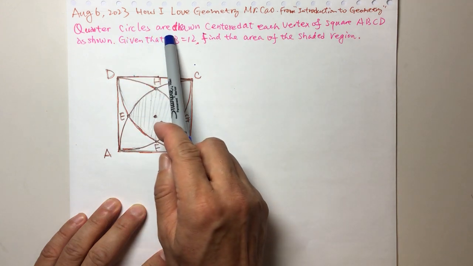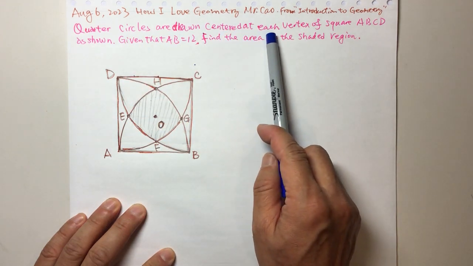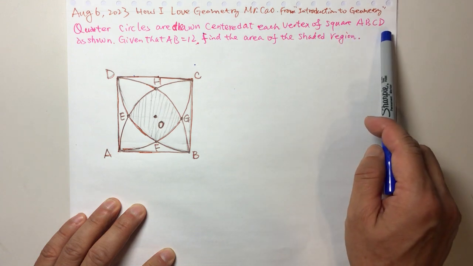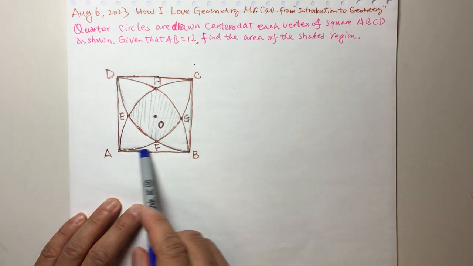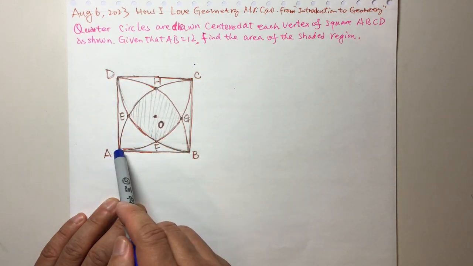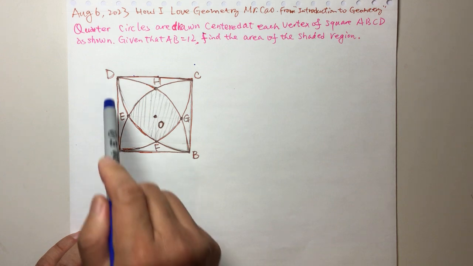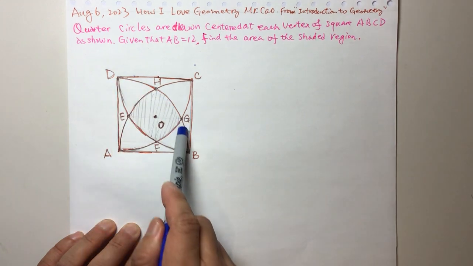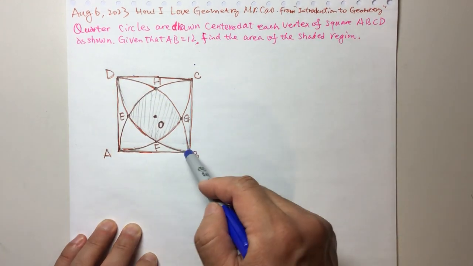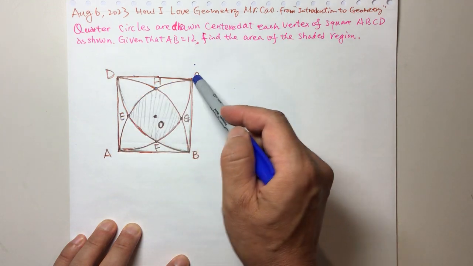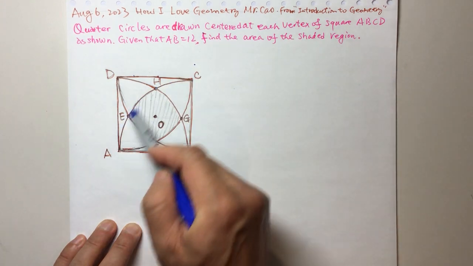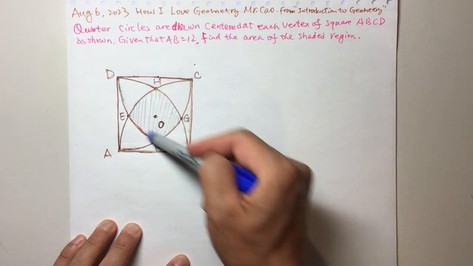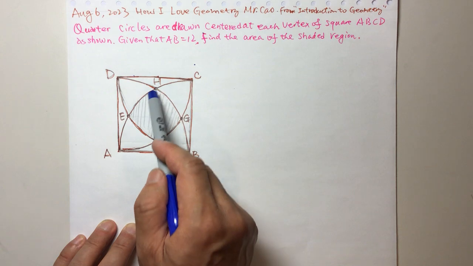Quarter circles are drawn centered at each vertex of square ABCD as shown. So it means ABCD is a square, and A is the center of a quarter circle, so the radius is AB, and you can say AD. That's a quarter circle. And this one, AEHC, here B is the center of the circle. The same thing from C, right? The D, now the intersection here.